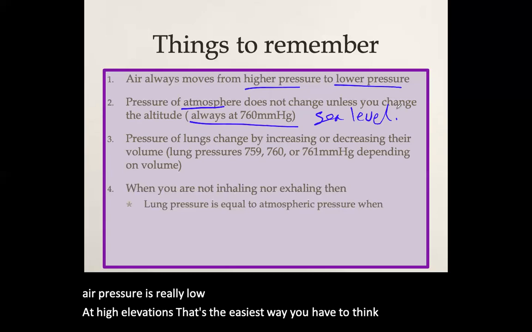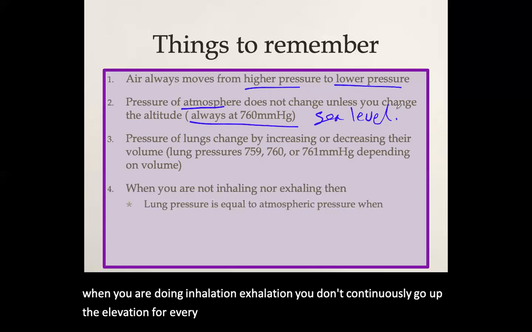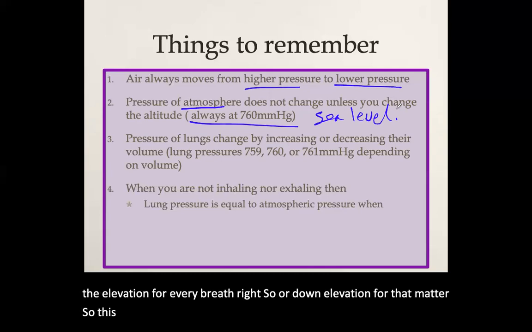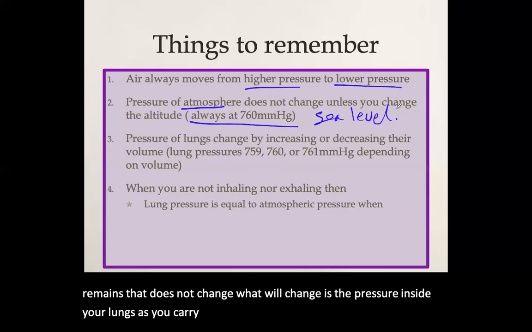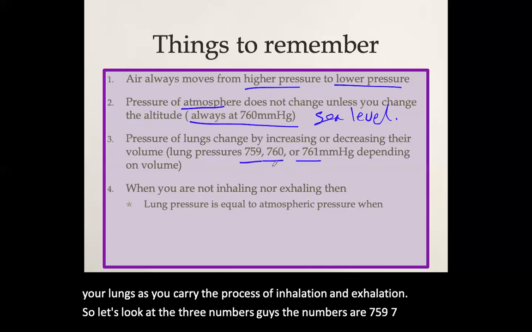But when you are doing inhalation and exhalation, you don't continuously go up in elevation for every breath, right? Or down in elevation for that matter. So this number, 760, for your atmospheric pressure always remains. That does not change. What will change is the pressure inside your lungs as you carry out the process of inhalation and exhalation. So let's look at the three numbers, guys. The numbers are 759, 760, and 761.